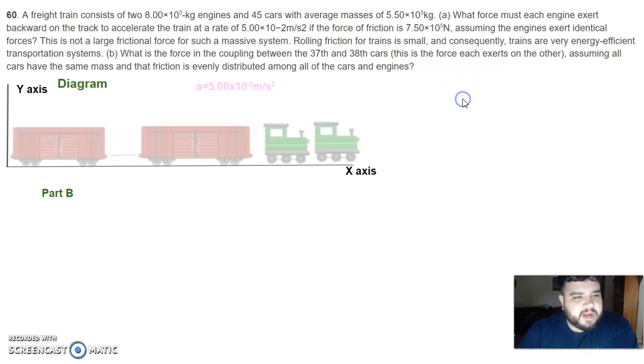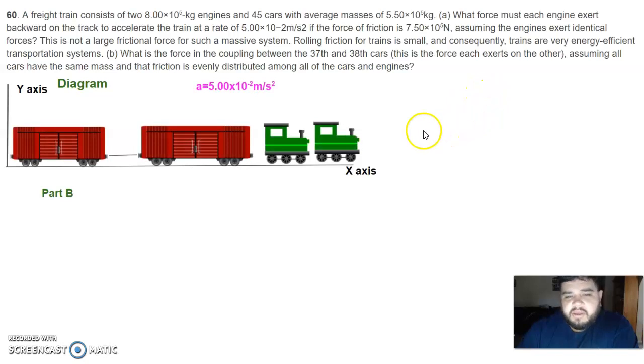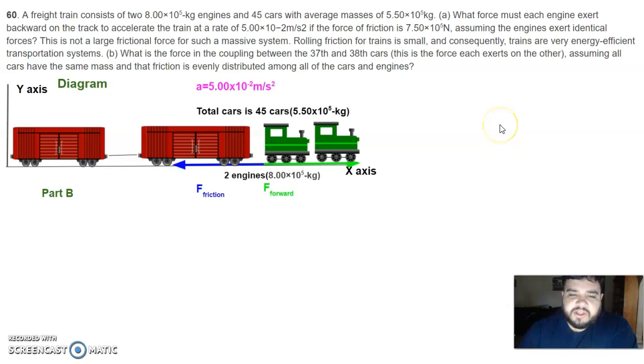Of course, we draw our coordinate axes first. This diagram's a little bit different than the first one. We can see we have the coupling right here in the middle of the two cars, and then we still have the engines. So we know the total mass, and that there's 45 cars total and 2 engines total. But it wants to know what is the force between the 37th and 38th cars.